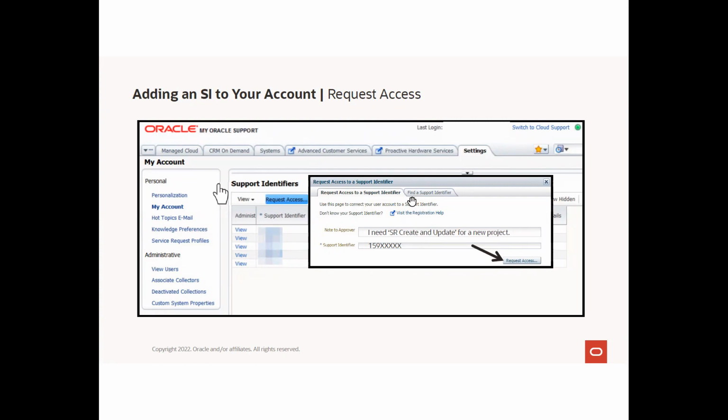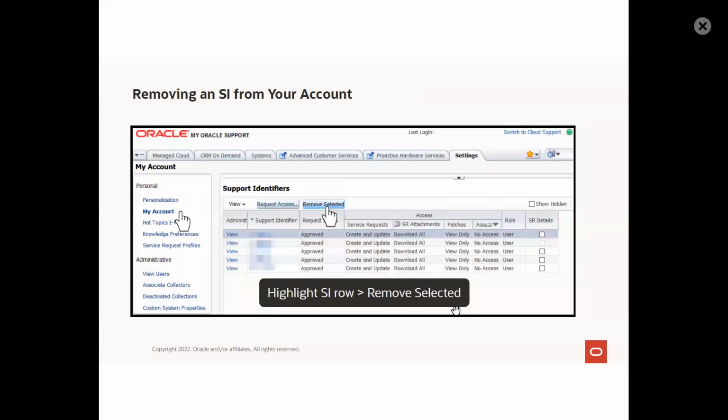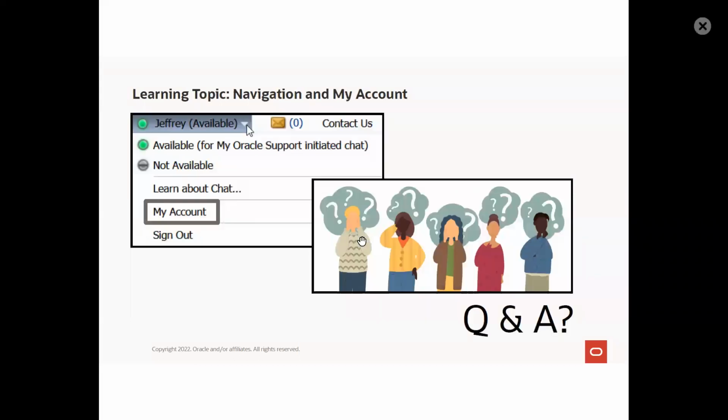If you don't have access to the support identifier, you can use the Find a Support Identifier tab, which is the sub tab here, and you specify the support identifier number. You can also remove a support identifier that you don't want or need anymore. You can just highlight the support identifier and click the remove selected button, and that support identifier will be removed from your account. So now that's navigating and managing my account.